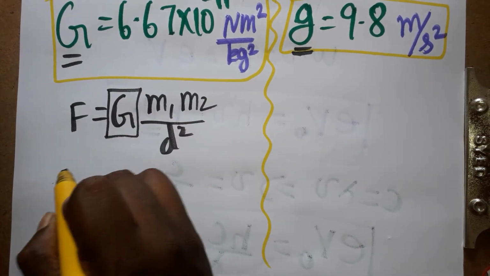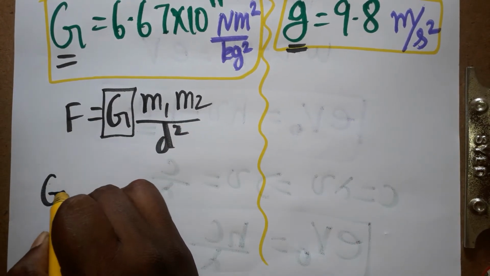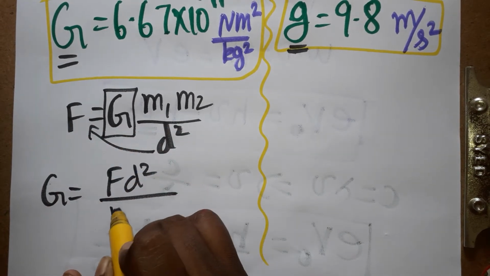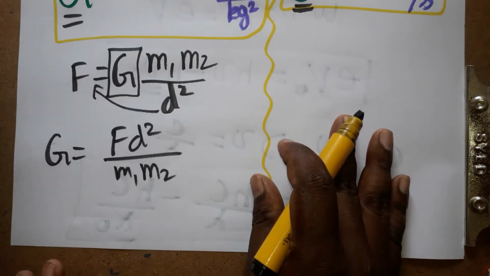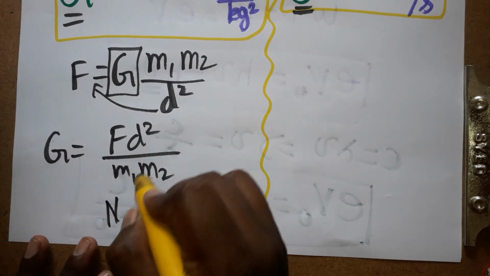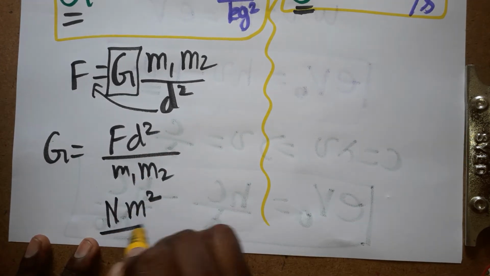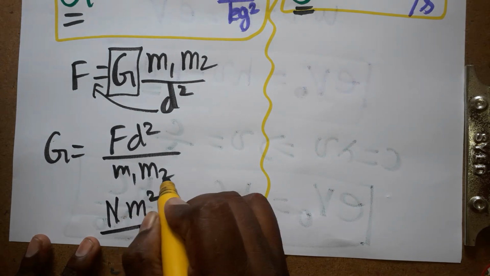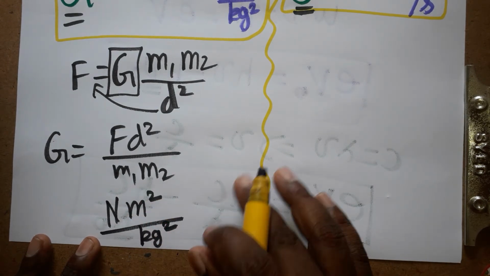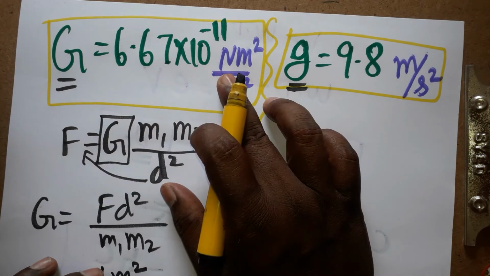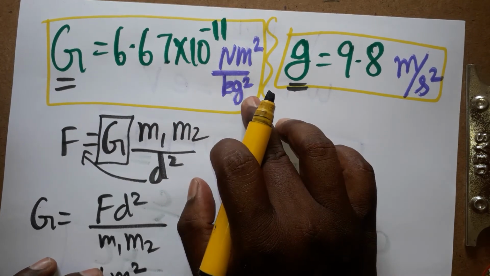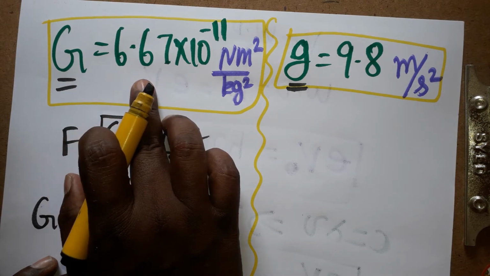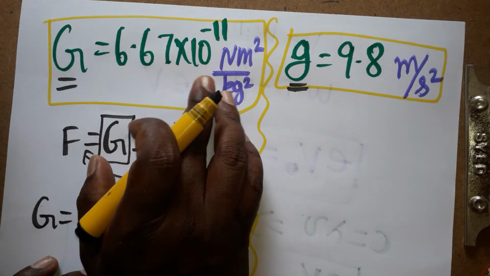First we will see the unit of capital G. It is force times d square divided by mass 1 times mass 2. The force unit is Newton, the distance unit is meter, so d square is meter square, and mass unit is kg, so we get kg square. The unit of G is Newton meter square per kg square. The value of the universal gravitation constant is 6.67 times 10 power minus 11 Newton meter square per kg square.